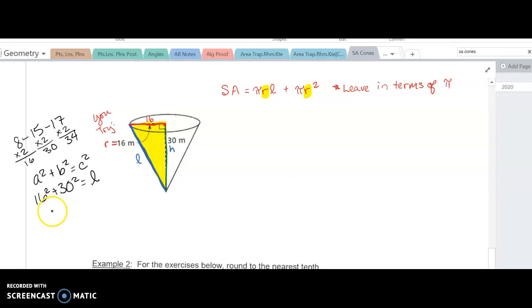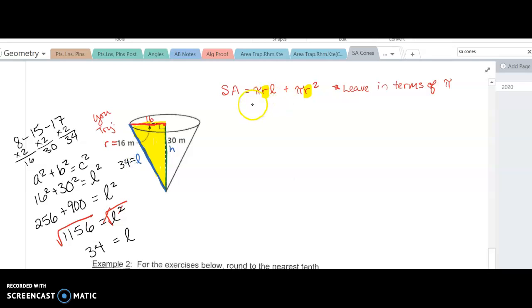Okay, so we know that 30 squared is 900, and we know that 16 squared is 256. Oh, I left off my squared on my L. So 256 plus 900 gives us 1,156. And then we're going to take the square root of both sides in order to get L by itself, and then we get 34, sure enough. So our slant height is 34, so we can put that in the formula now.